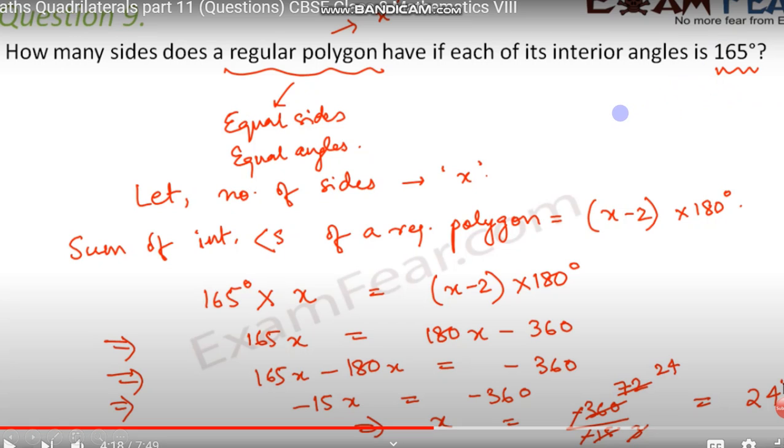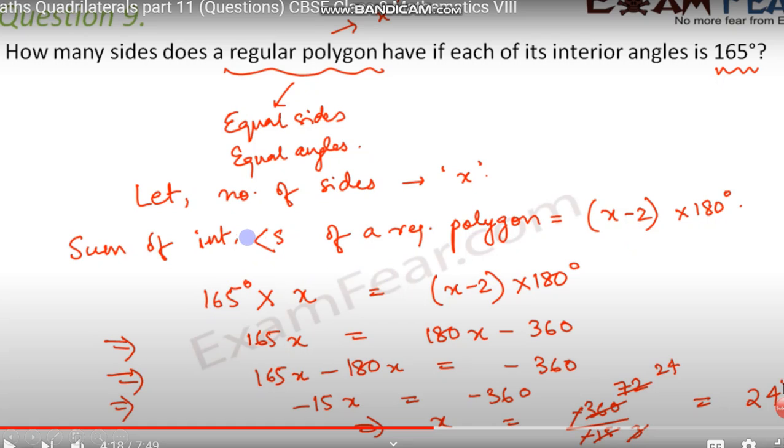So we know that a regular polygon means equal sides and equal angles. Let the number of sides be x. Then the number of angles is also x. Why? Because the number of sides is equal to the number of angles in a regular polygon. So the sum of interior angles of a regular polygon is (n minus 2) into 180 degrees. Here n is replaced by x, because the angles are x. So (x minus 2) into 180 degrees.